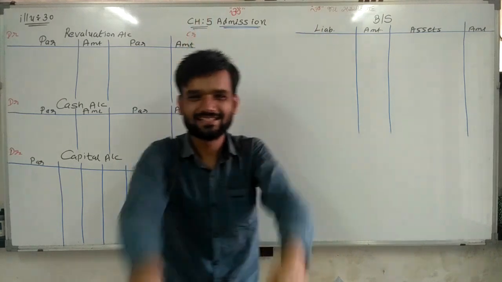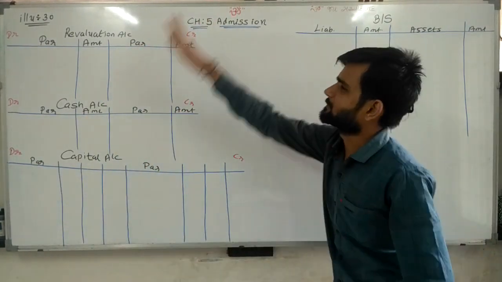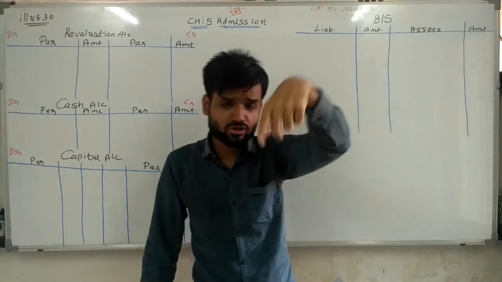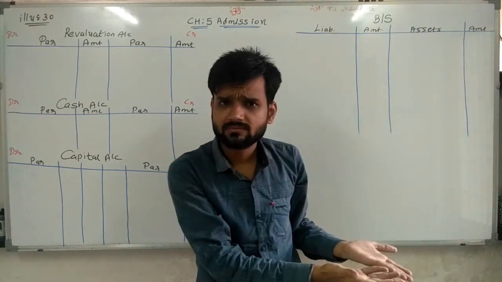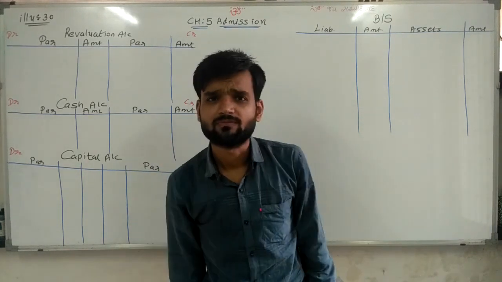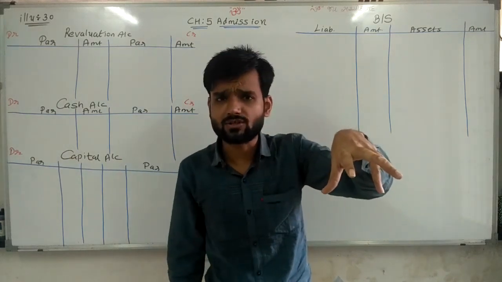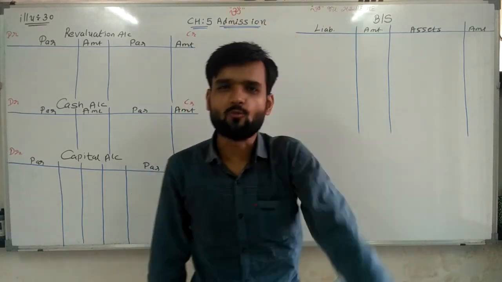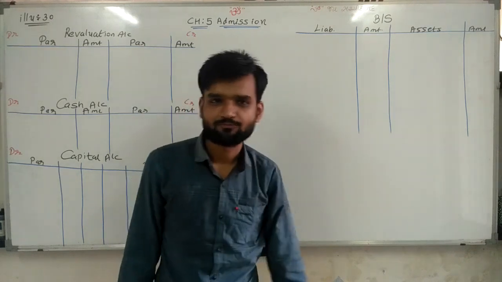Hello students. Today is your last day of chapter number 5, admission, because illustration number 27 we have done yesterday in Zoom live. Same type of sum we have done in the last lecture. So that's why illustration number 27 is your homework, because it is already in Zoom live.